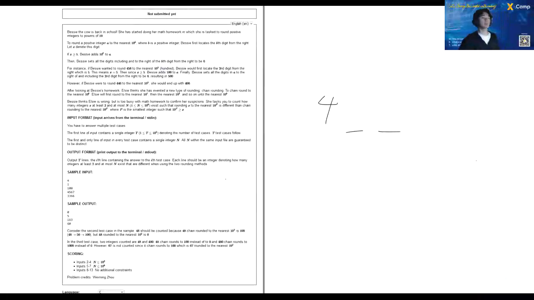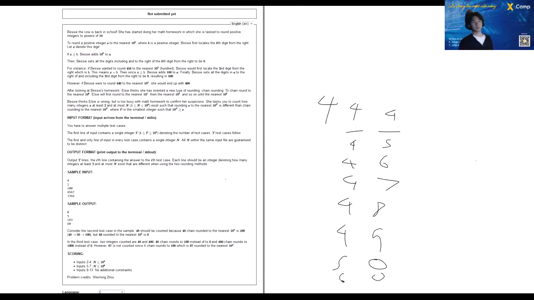In order for this number to round up to 500 while chain rounding, first, it can be the 5 numbers we listed previously that round up to 50, so 44, 45, 46, 47, 48. But also any number greater than that, right? Like 50, 60, any number greater than 444 is going to chain round up to 500.